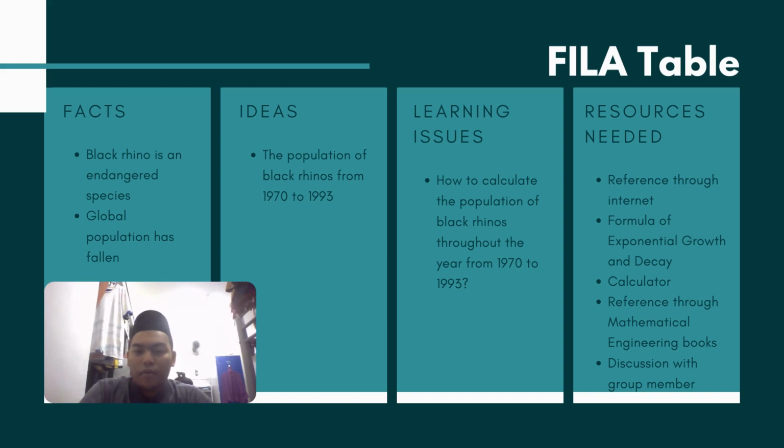The idea that I come up with from the question is the population of black rhinos from 1970 to 1993. The learning issue is how to calculate the population of black rhinos throughout the years from 1970 to 1993. The resources needed for us to answer this question are, first, reference through the internet, second, the formula of exponential growth and decay, third, a calculator, fourth, reference through mathematical engineering books, and lastly, discussion with the group members.